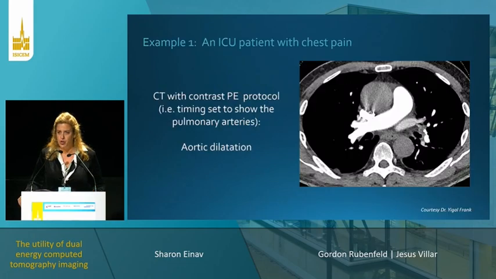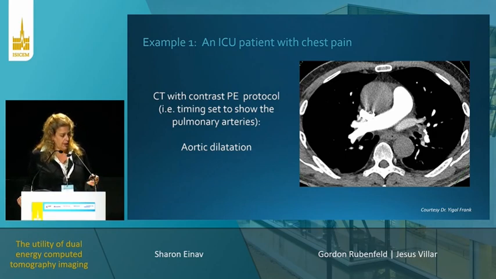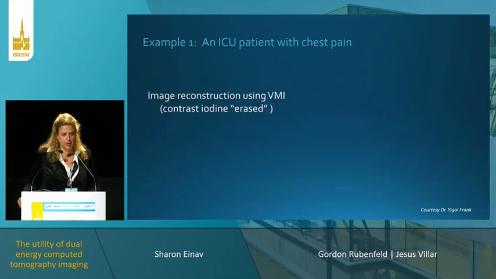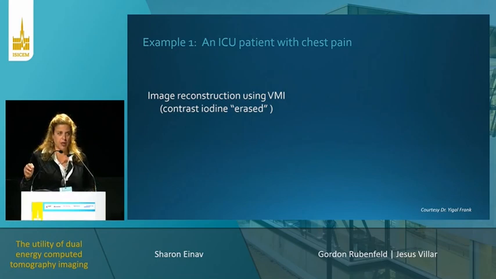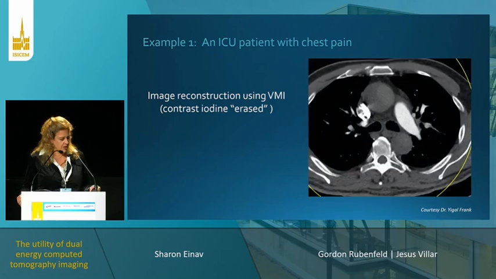So here's how it can be used. This is an example of an ICU patient with chest pain. CT with contrast, PE protocol, as you can see here, showed the pulmonary artery. There was no finding there. There was no PE. But the radiologist did notice that the aorta seemed dilated. So he used virtual monoenergetic imaging to focus on the aorta, despite the fact that there was very little radiographic material in it. And here you can see within the aorta two colors, and that made him suspect that there may be a double lumen in there.